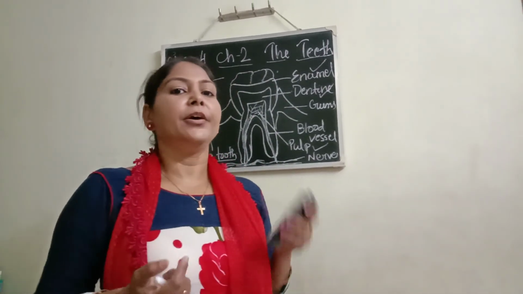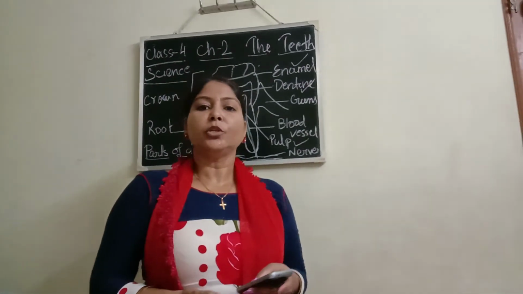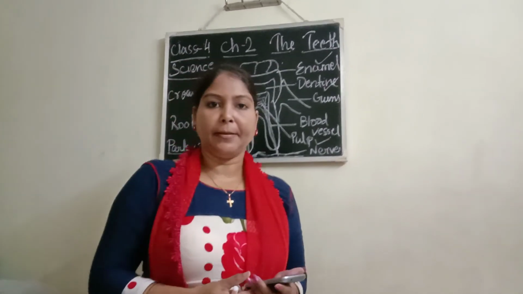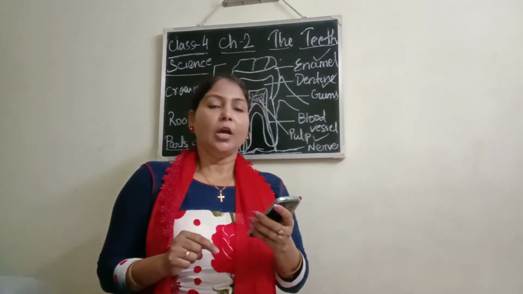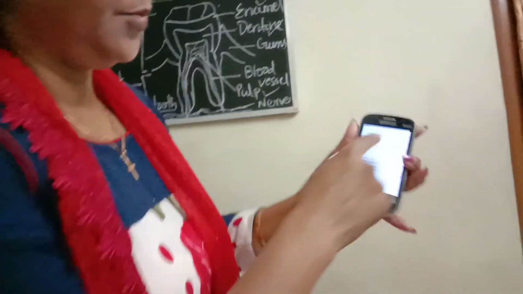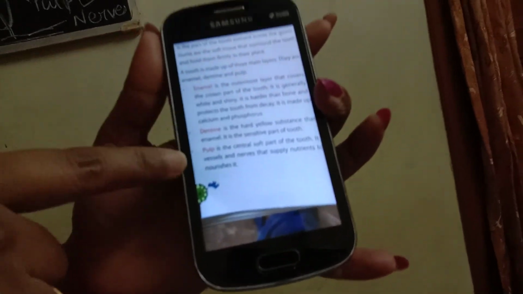Okay, so here we have completed parts of teeth and how to take care of teeth. Now what you have to do, you will draw this diagram, the diagram which is given on page number 14. And also look here, you will write about what is enamel, what is dentine, what is pulp. So you will write about these three main parts of the tooth.